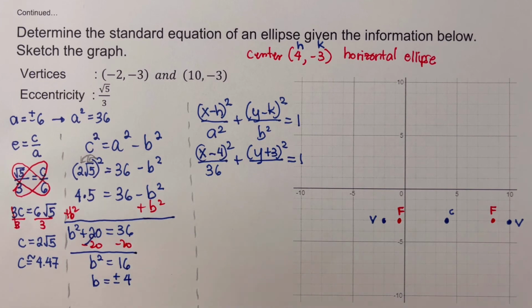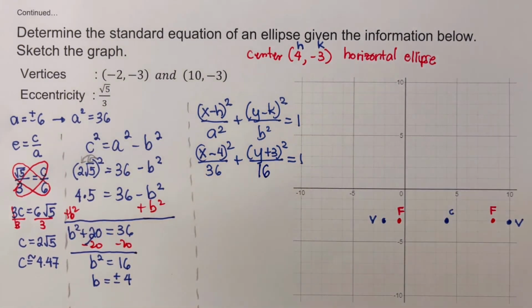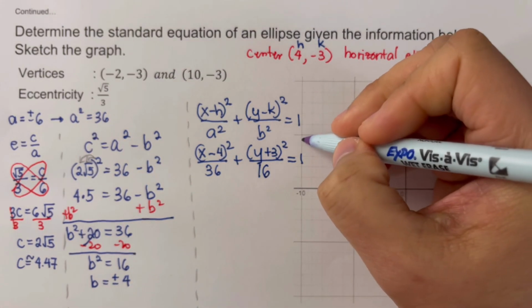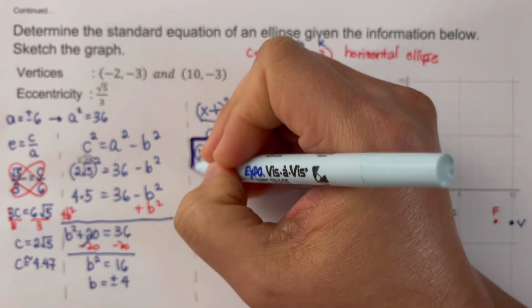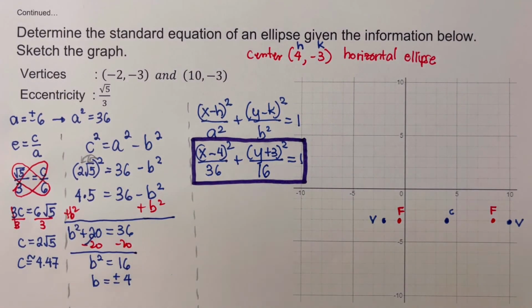So we already determined the value for b squared, which is 16. So I will plug that in here. This is over 16. And this is the equation of the ellipse for this problem that we have up there. And notice that our b is plus or minus 4. This represents the co-vertex. So I'm going to go up 4, down 4, and determine the coordinates of the co-vertices.